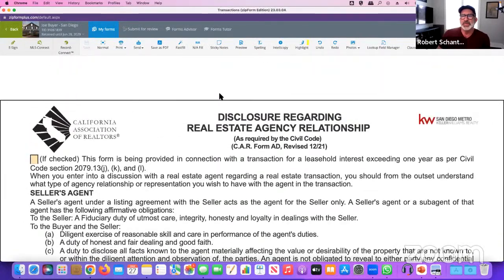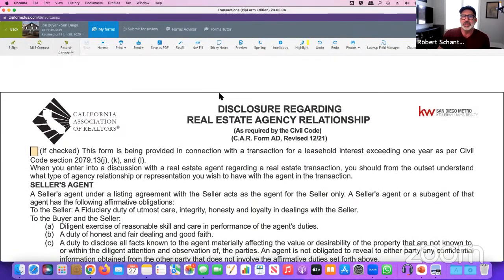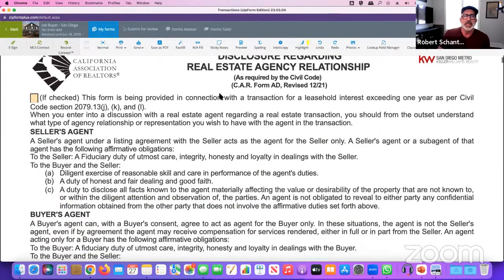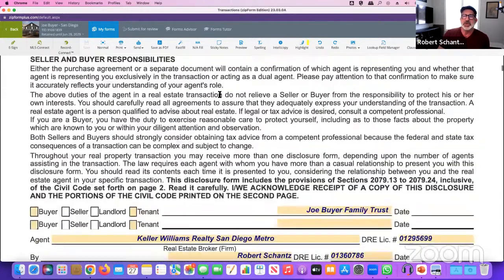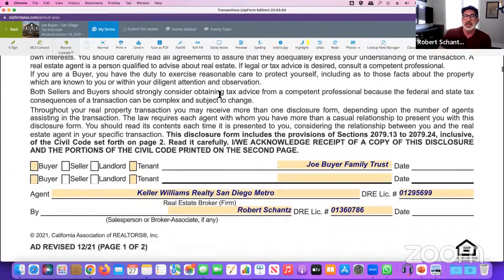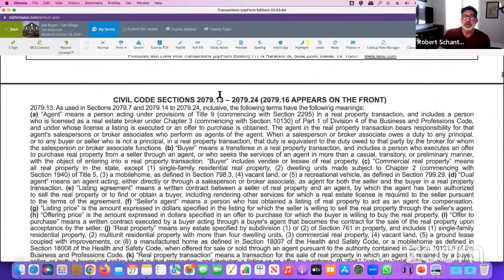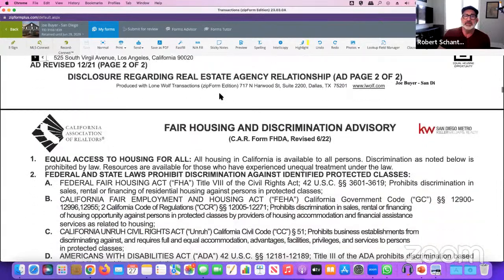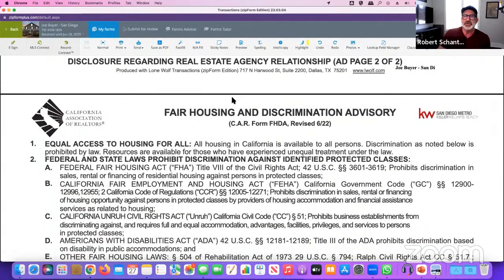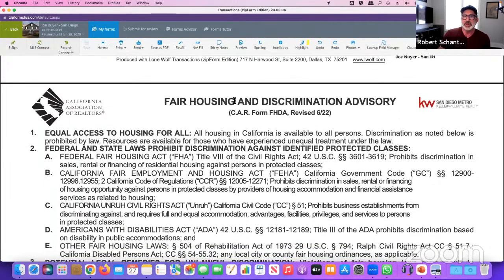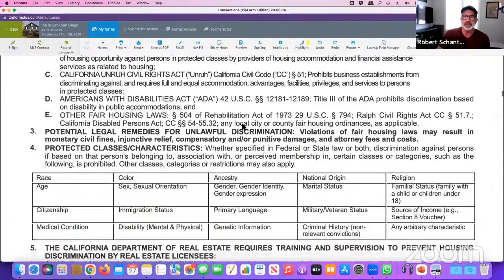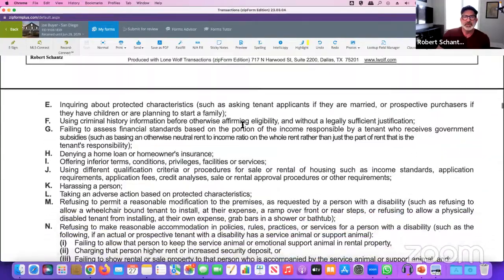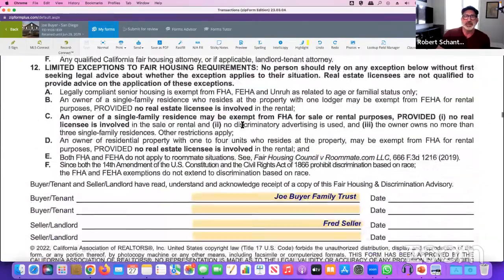Okay, so here's that disclosure regarding agency relationship, the form AD. This explains agency. So when you pull up the BRBC, this will automatically be in there, as well as the Fair Housing and Discrimination Advisory. This is a now new legally required form that we have to give to potential buyers and sellers. And I'm not going to review these forms in detail. I'm just going to show you what's in there.